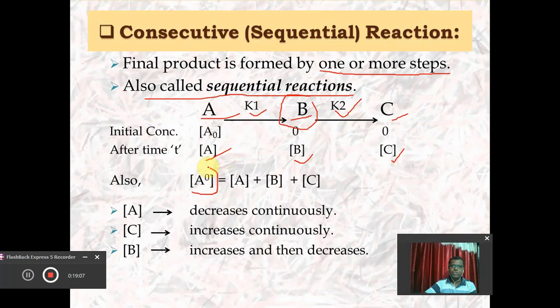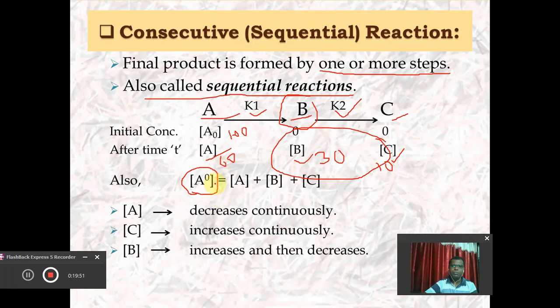Therefore the total concentration of reactant at any time will be the concentration of A plus concentration of B plus concentration of C. It means that suppose it is initially 100%, and after some time it becomes 60. It means that out of 100, 60 remains unreacted, and another 40% gets converted into B and C. It may be possible that it is 10 and 30, or 20 and 20, or 30 and 10, but the sum of these two will be 40.